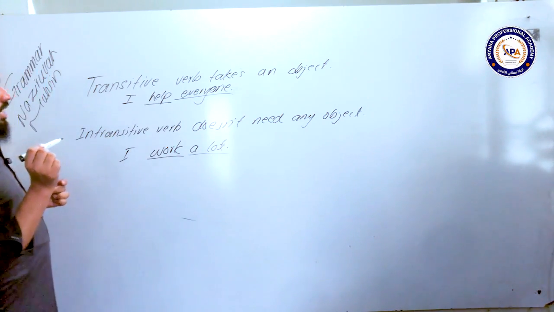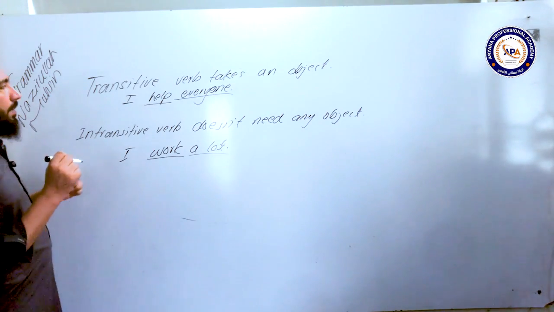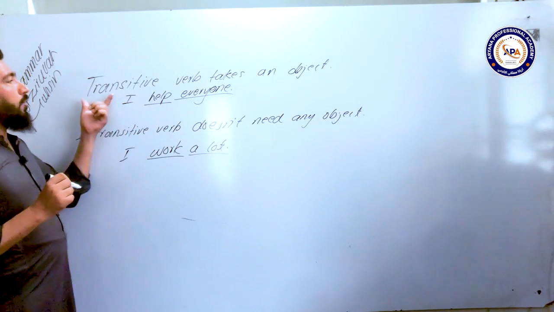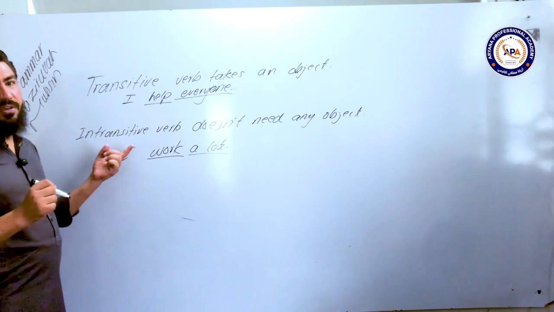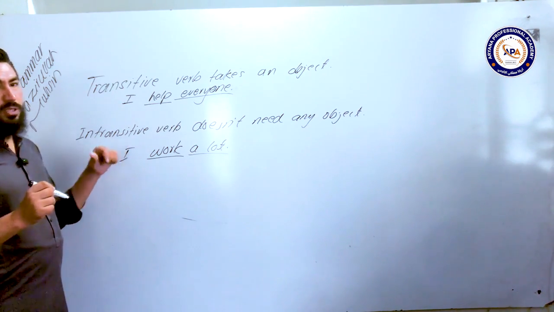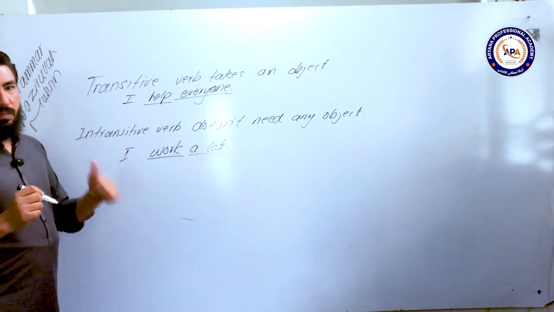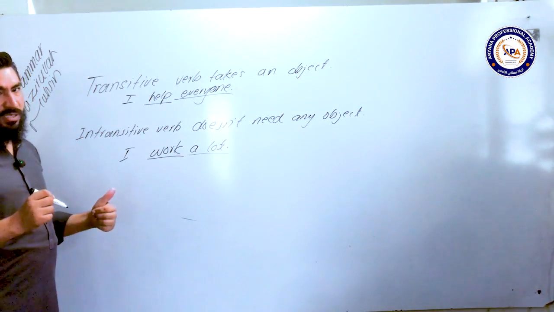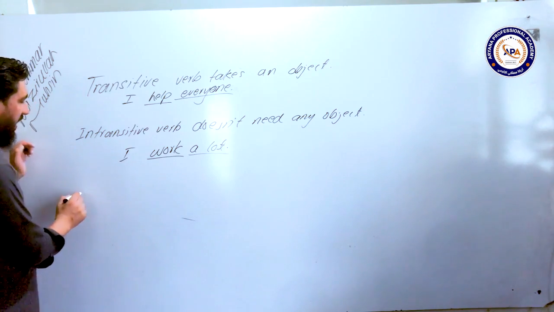And a verb can also be both transitive and intransitive in two different sentences. A verb can be transitive in one sentence and the same verb intransitive in another. That is called an ergative verb.